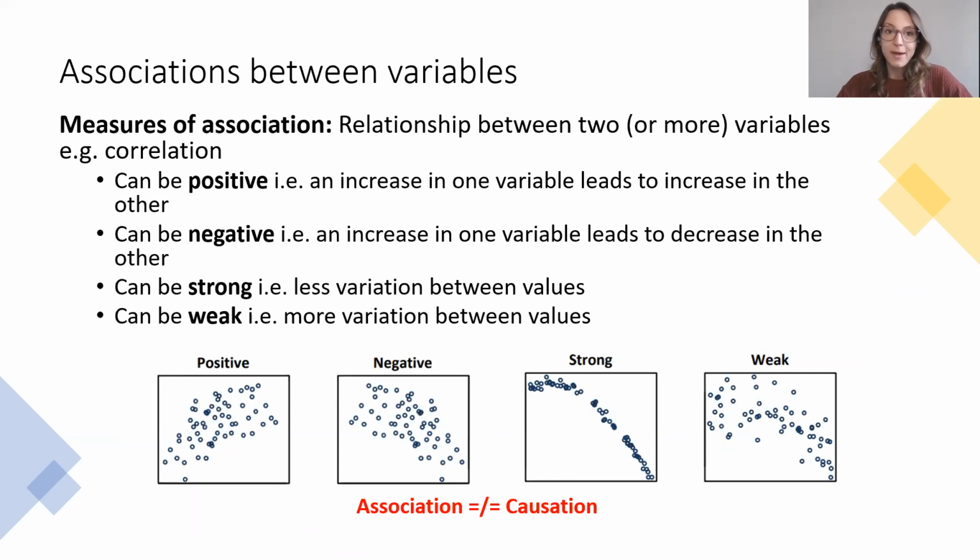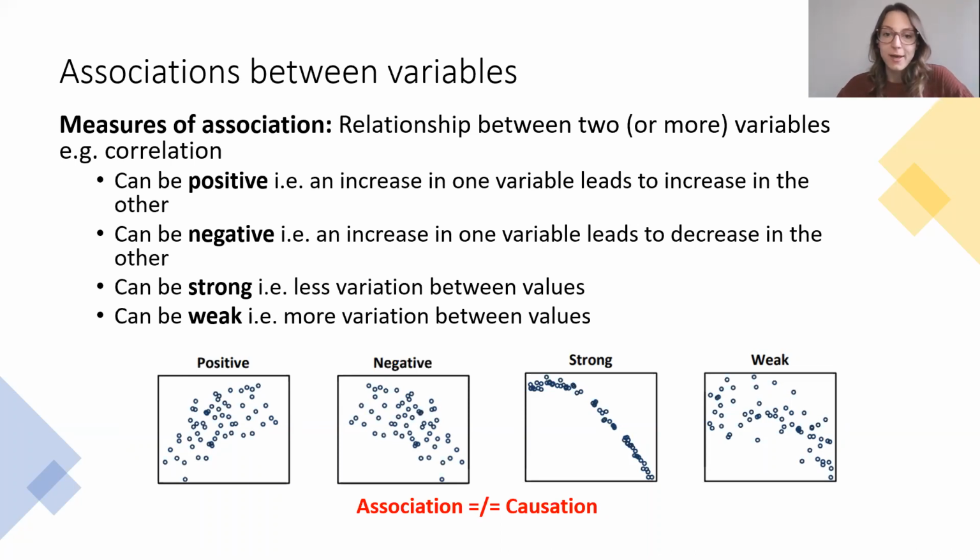So one way that we might characterize an association would be based on the direction. When we're talking about the direction of an association, we either mean that it's positive or negative. If it's a positive association, then we're talking about an increase in one variable leading to an increase in the other variable. Contrarily, if we're talking about a negative association, then the direction is opposite. So an increase in one variable actually leads to a decrease in the other variable.